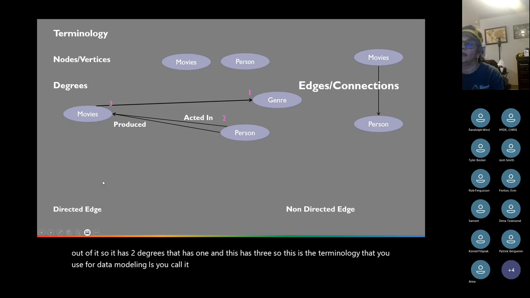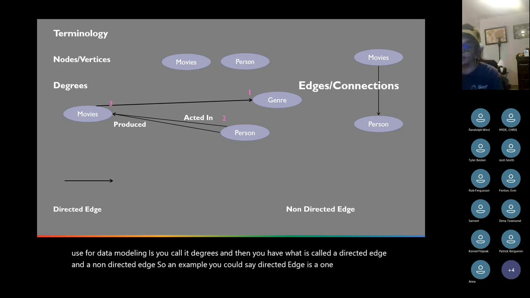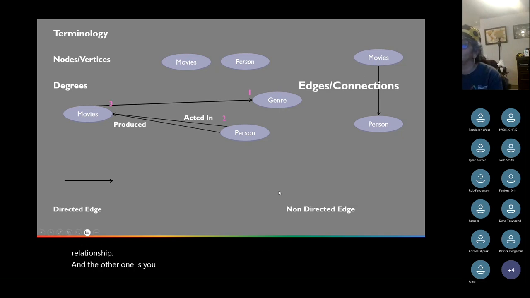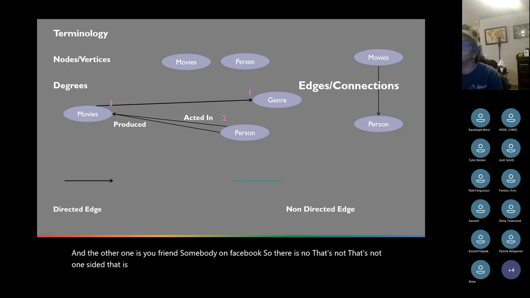And then you have what is called a directed edge and a non-directed edge. A directed edge is a one-directional relationship. For example, you follow someone on Twitter. That is a one-sided relationship. The other one is you friend somebody on Facebook. That's not one-sided, that is bidirectional, so that is called in the graph world a non-directed edge.